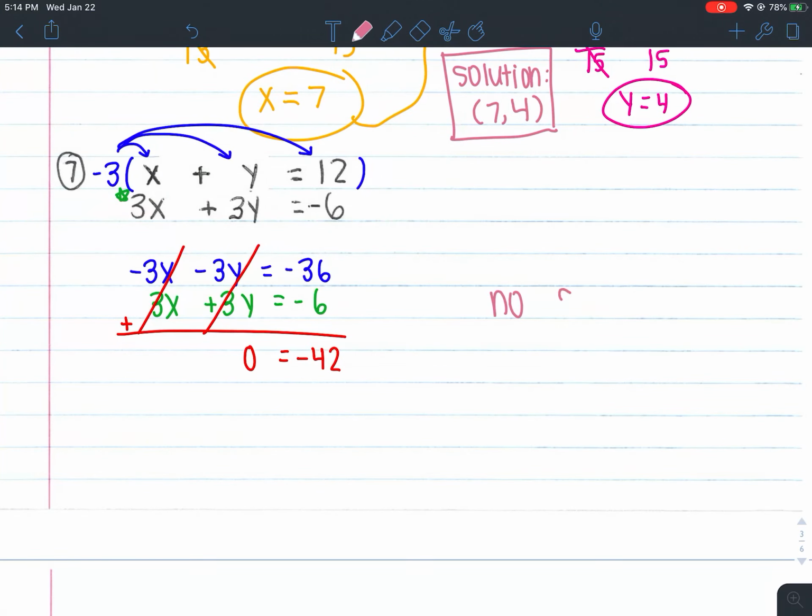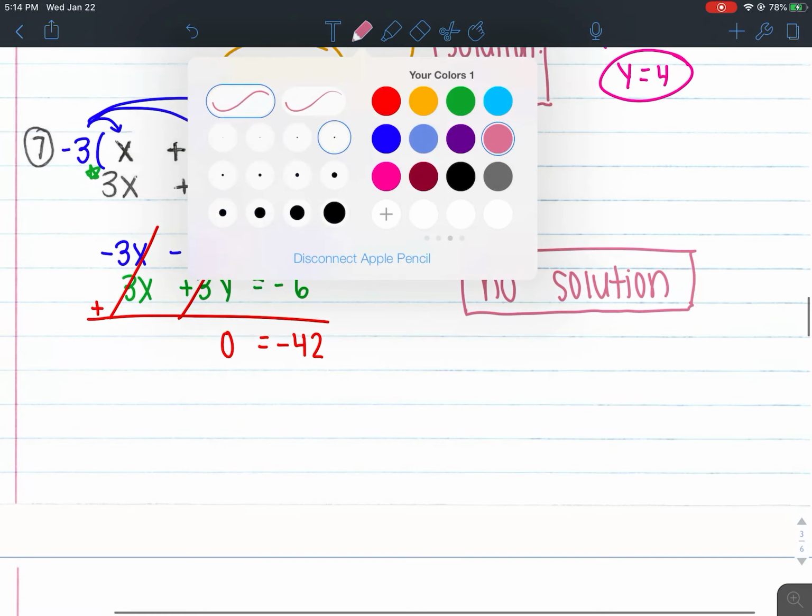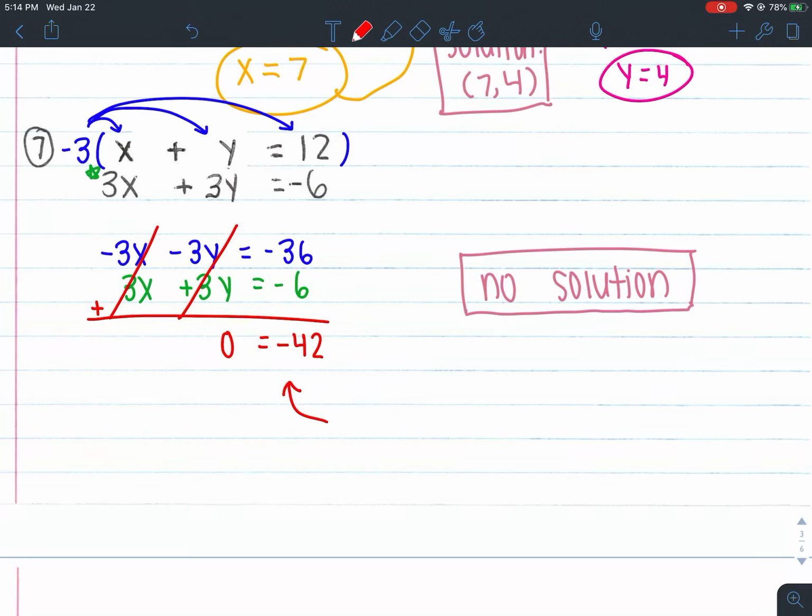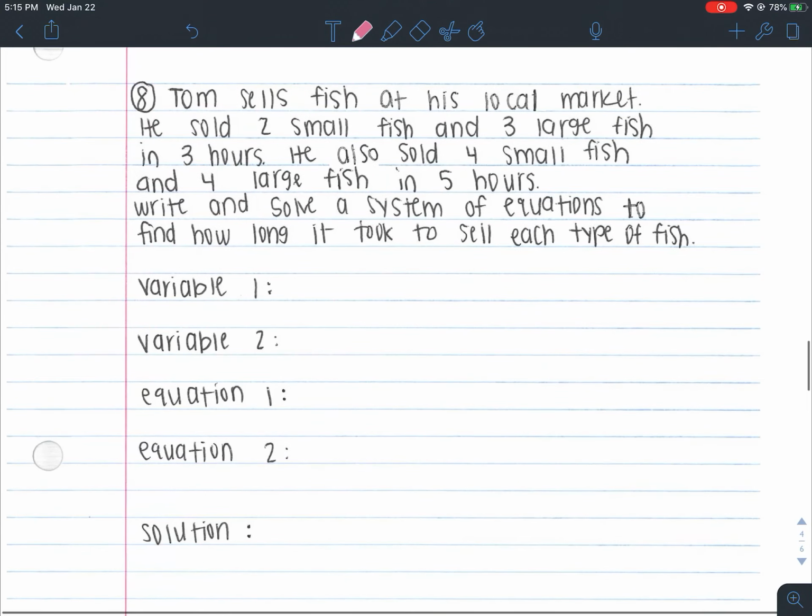No. So what does that mean? It means it's no solution. It means if I were to graph this, they're parallel to each other. They never cross, so there's never a solution. Remember, 0 equals negative 42 makes no sense. So if it makes no sense, then it's no solution.